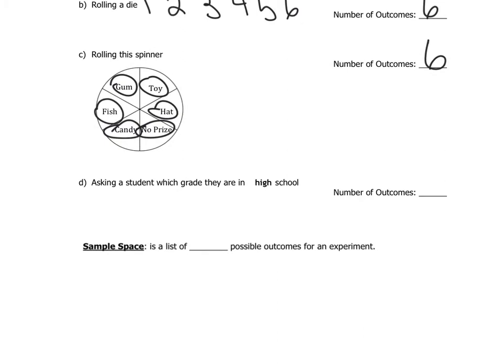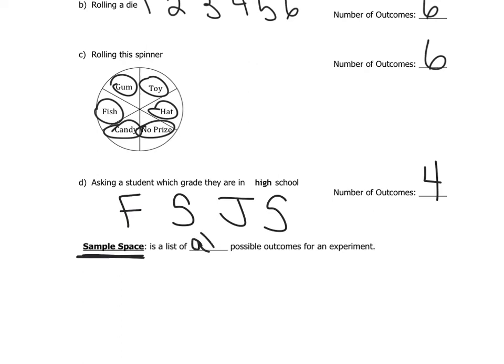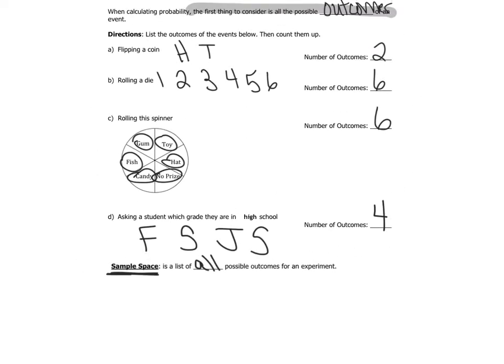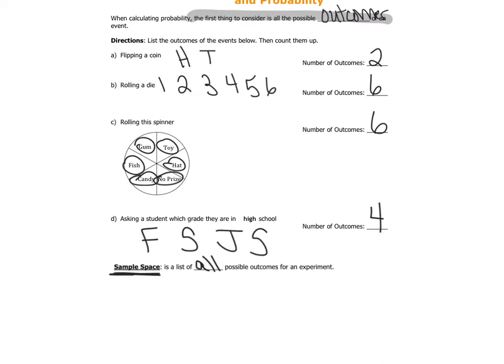Okay, another example here is asking a student which grade they are in high school. Well, you could either be a freshman, a sophomore, a junior, or a senior. So there are 4 possibilities. And the sample space is just the list of all possible outcomes for an experiment. So when we're talking about the sample space, we've listed that out on all of these. And when we're talking about how many outcomes there are, we've also listed that out there too.